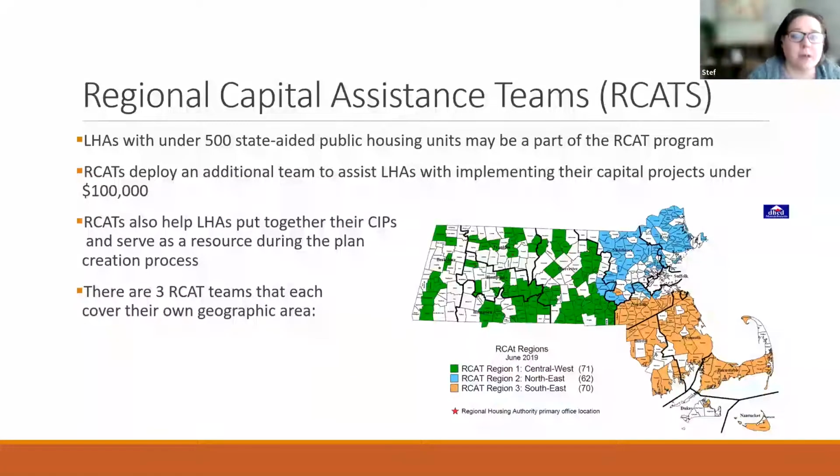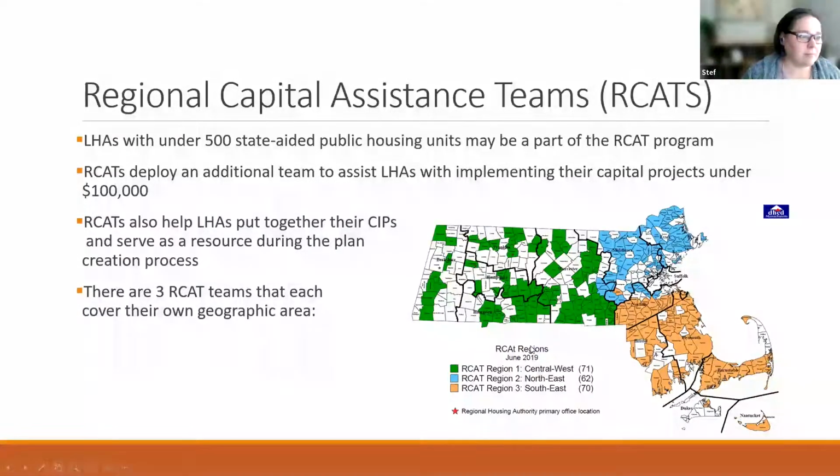The RCATs also help the LHAs assess their capital needs, and they serve as a resource during the plan creation process. So if you work with or belong to a housing authority that has under 500 units, then you might be familiar with or your housing authority is participating in the RCAT program. There are 3 RCAT teams that each cover their own geographical area.